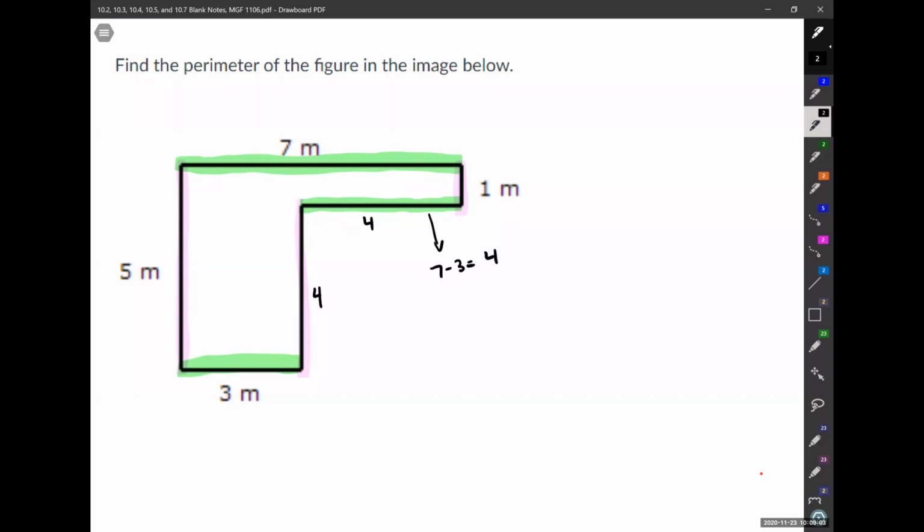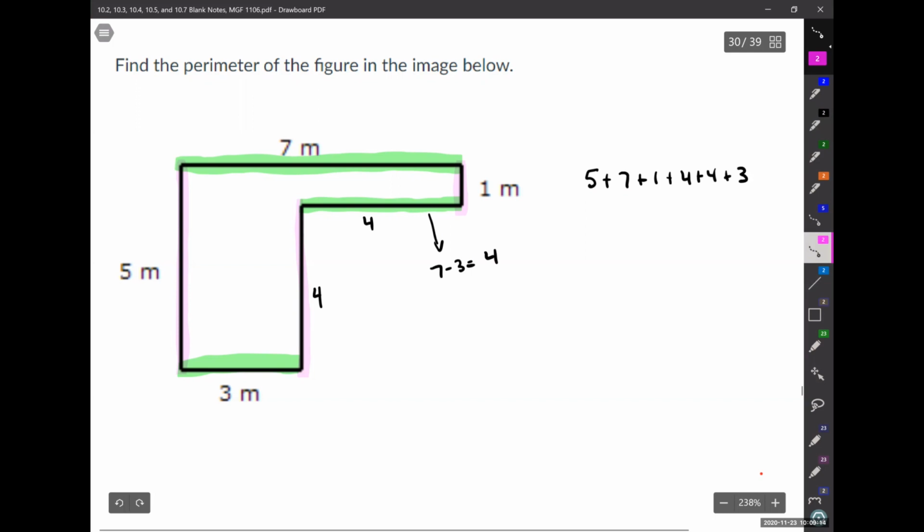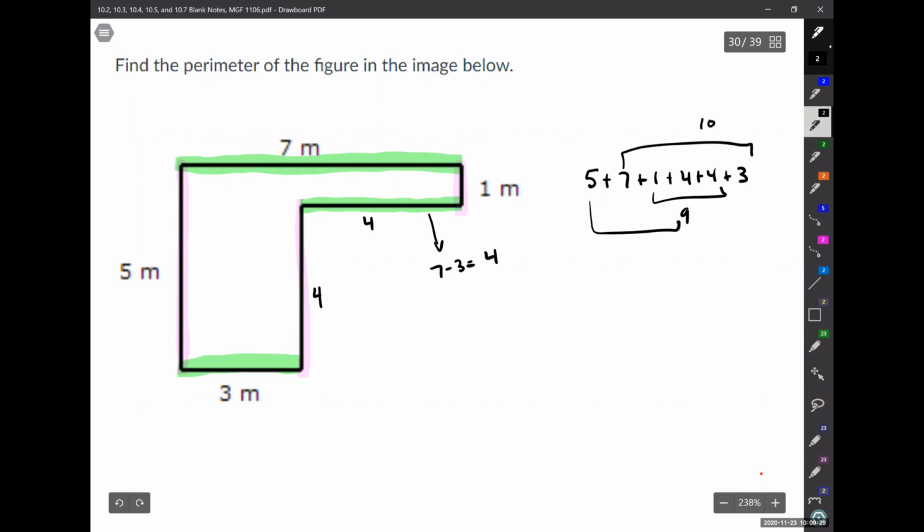So once you find that, you're now only 1 step away from finding the perimeter. You would add all these together: 5 plus 7 plus 1 plus 4 plus 4 plus 3. As you're adding these, I recommend you go in a pattern. I was just going in a clockwise direction to make sure I didn't miss anything. And I think we would get 24 as our perimeter for that.